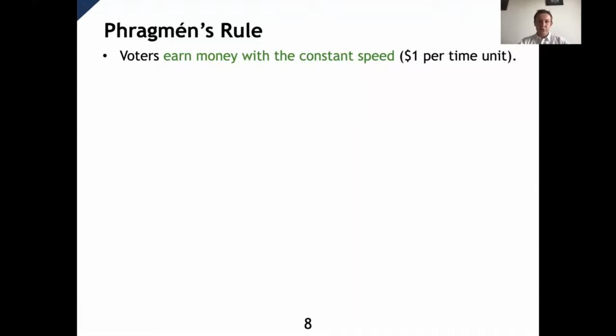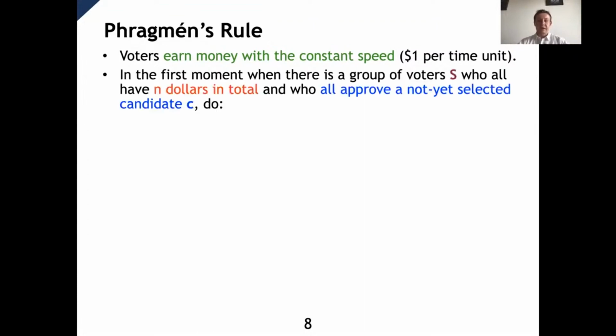For Phragmen's rule, there are several alternative definitions. We'll use here the one which is based on the concept of money. Here we assume that the voters earn money at the constant speed of $1 per time unit, and we also assume that buying a single candidate requires n dollars.